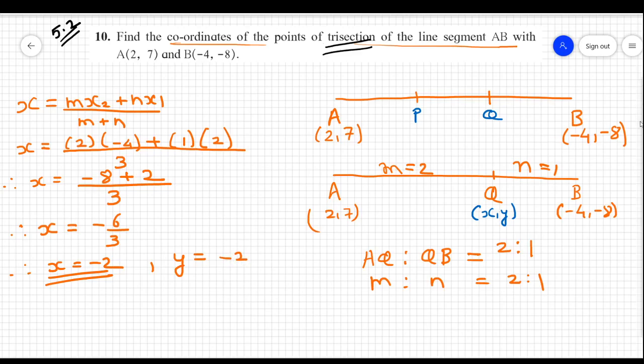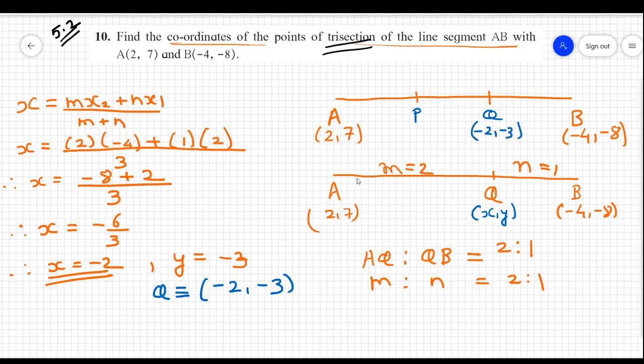So what will be the value of point Q then? What will we get for point Q? (x, y) will be... I gave y wrong. y would be -3, I'm sorry about that. I just checked here: y will be -3, not -2. So we get (-2, -3) for Q. So we got the coordinates for Q.